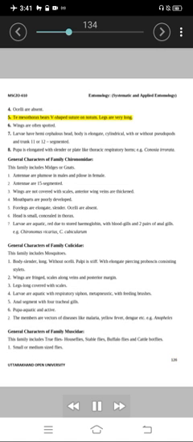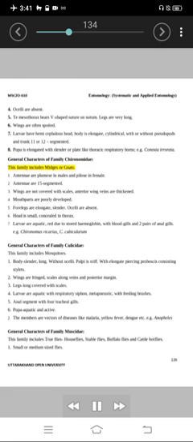Legs are very long. 6. Wings are often spotted. 7. Larvae have hemicephalous head, body is elongate, cylindrical, with or without pseudopods and trunk 11 or 12 segmented. 8. Pupa is elongated with slender or plate-like thoracic respiratory horns, e.g. Conosia irrorata.